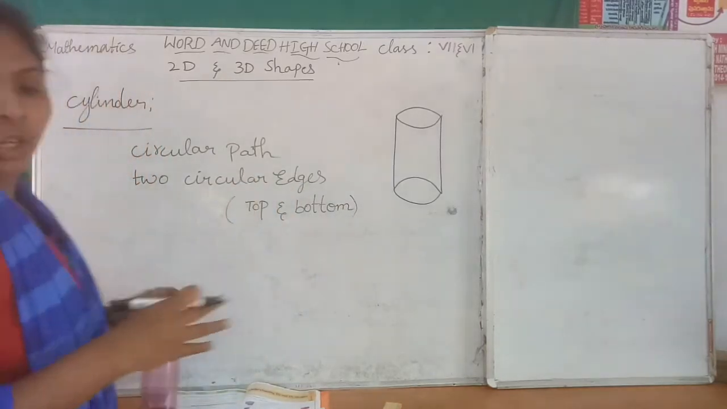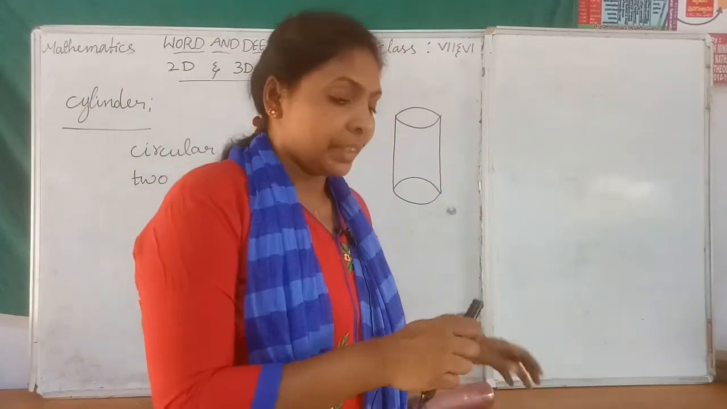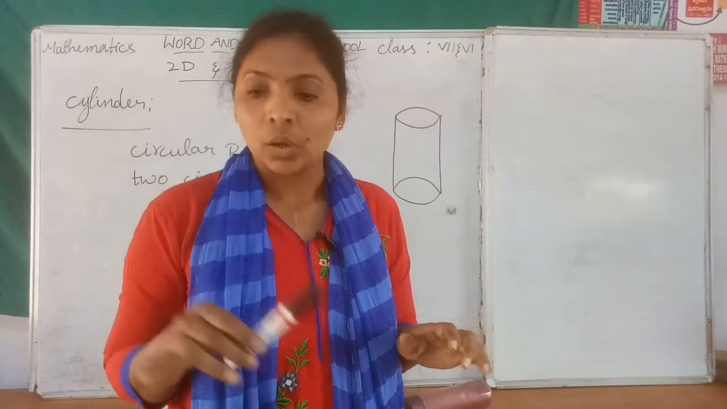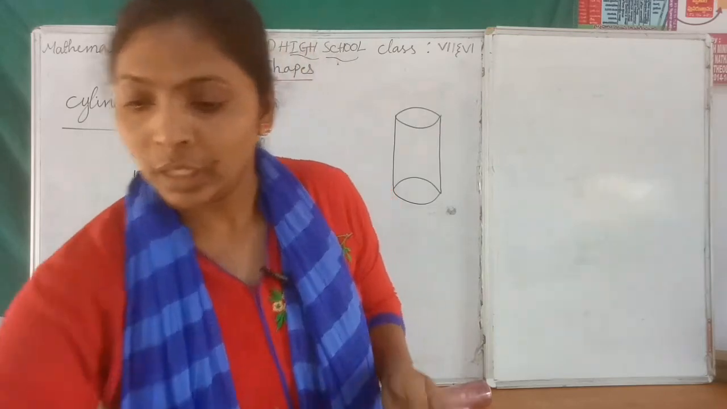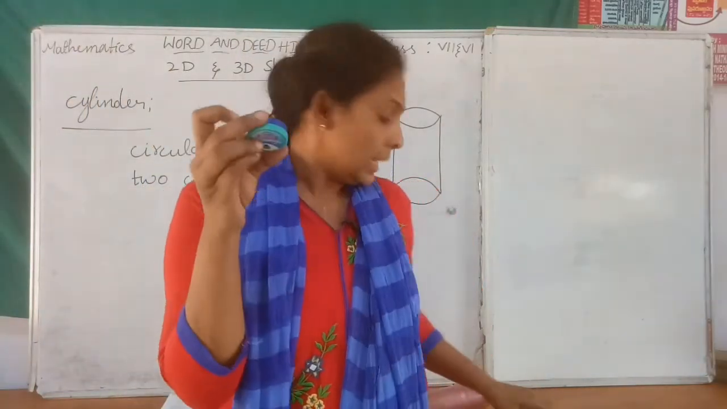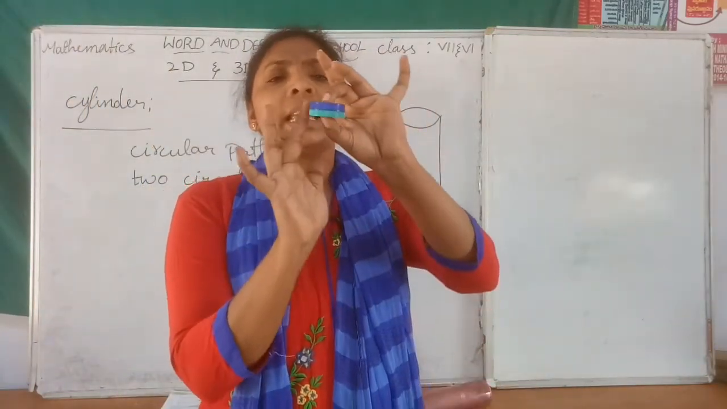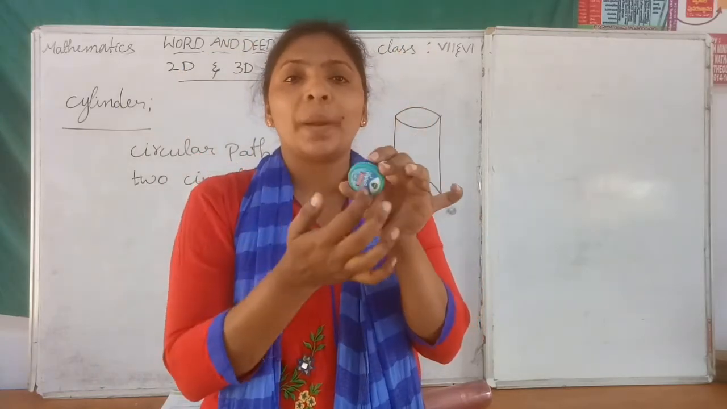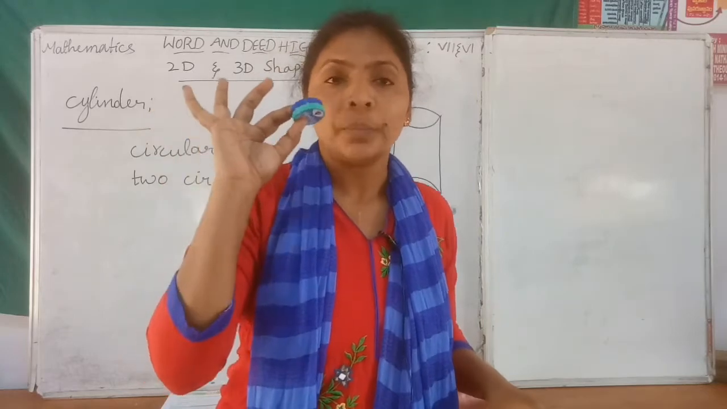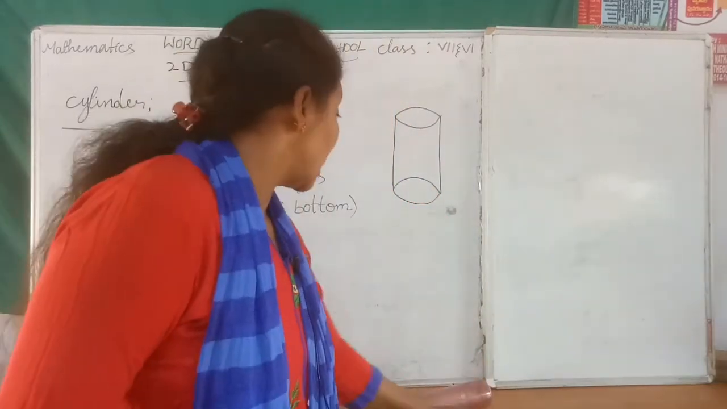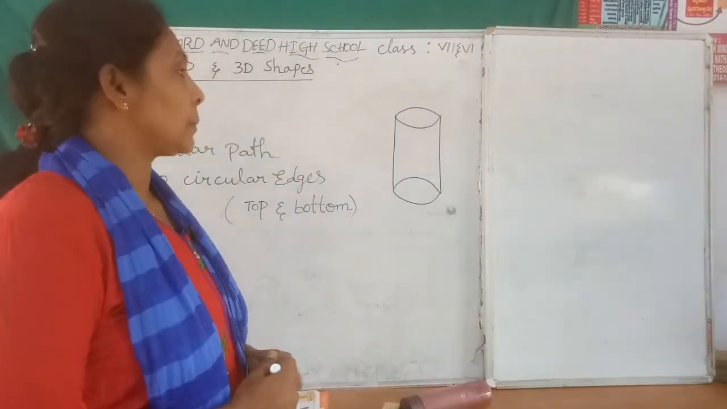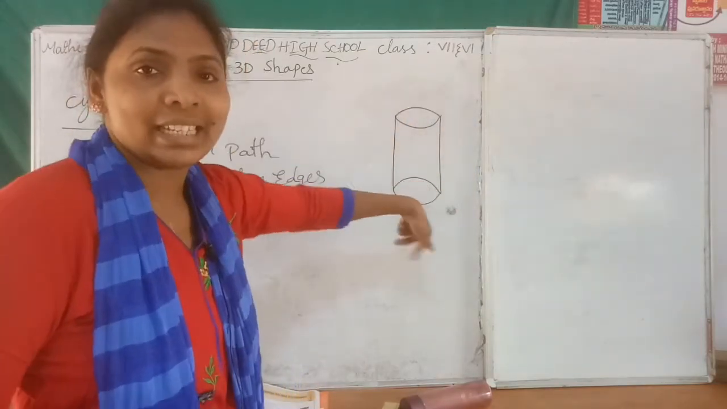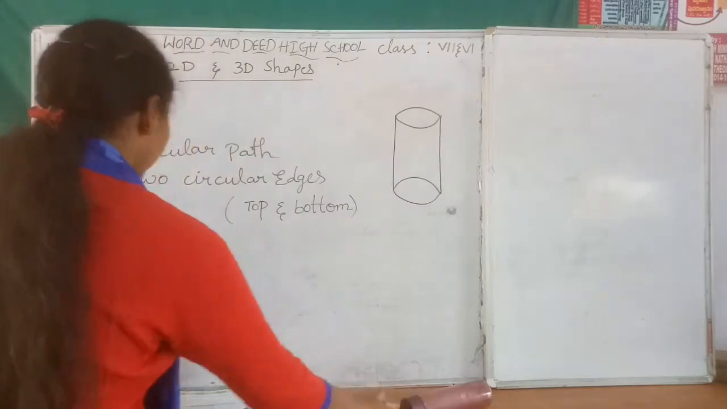Can you say examples, children? Suppose this marker. Is it a cylinder or not, children? Yes. Is it cylinder shape only? See, we have a circular path, and circular edges at top and bottom. It is also cylindrical shape only. So these are all examples of cylindrical shape, children. We have a circular path, and two circular edges.